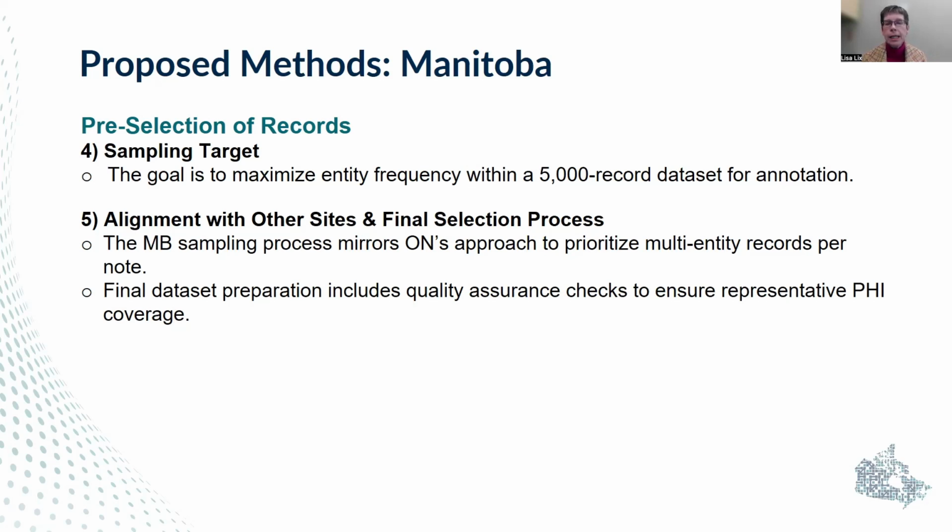And then finally, thinking about how we can assess the quality of the data that we have to ensure that there's good coverage across different kinds of identifiable entities in the data, so that we can have accurate results when it comes to testing our AI tool for text de-identification.